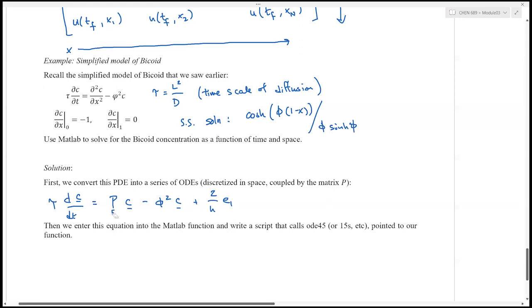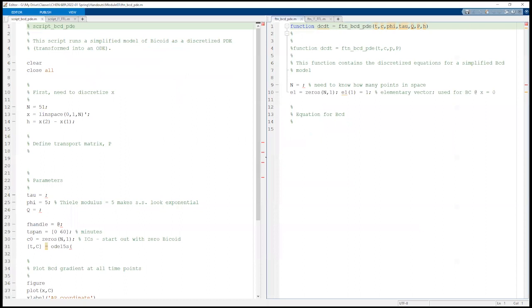Actually, before I let you guys start working on the code yourselves, there are a few things that I need to show you about the code first before you're ready to go. So let's open up the code here. Okay, so hopefully everyone has had a chance to download these two files that I put on the Canvas website for Bicoid, both the script and the function.